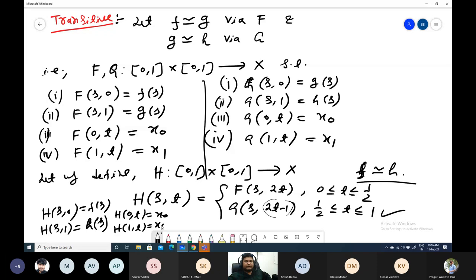Now the main property is that this is continuous, we need that. Now tell me why this is continuous. Since we can check on the point at 1/2. No, you cannot check the point at 1/2, because the domain is two dimensional, not one dimensional.